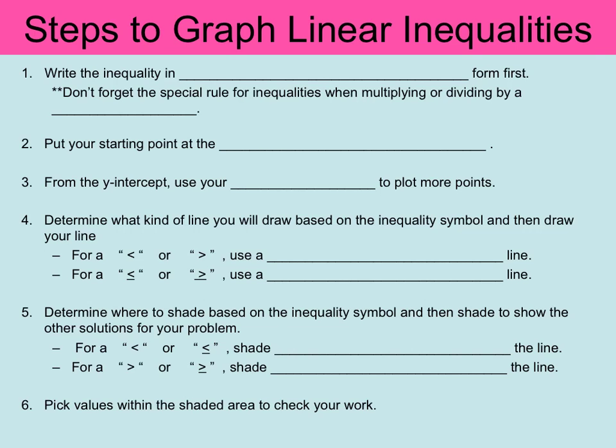So these are your steps for graphing linear inequalities. Let's take a look at those. Please copy down the things you need to and pay attention to these steps. They're really, really important. Step 1 is to write the inequality in slope-intercept form, which means solve for y. Because this has an inequality symbol instead of an equal sign, don't forget the special rule for inequalities: when you multiply or divide by a negative, you're going to end up flipping the inequality sign, just like with regular inequalities.